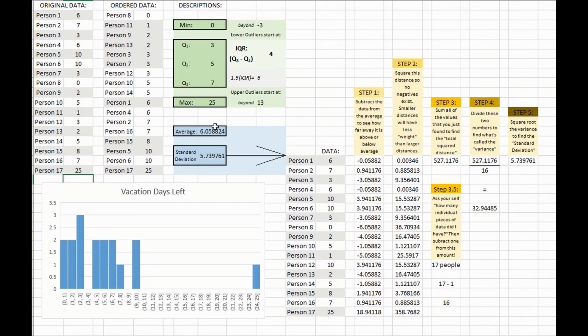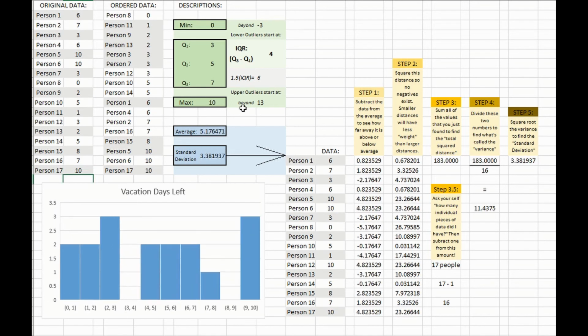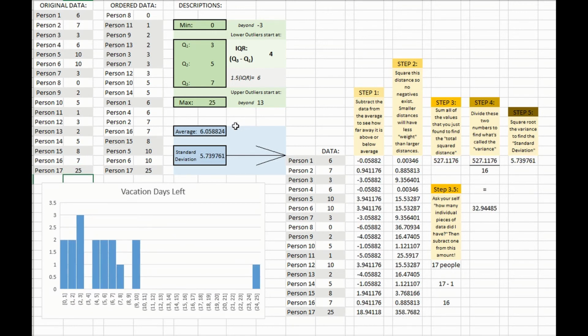This 17th person would technically be an outlier. They're past the boundary of 13. So my box and whisker plot would have to take that into account and take the whisker out to 10 and not 25. Now if I go ahead and change this back to 10 so you can see the difference, watch what happens to the average and the standard deviation. Here we go. That person becomes an outlier and the average went from being around 5 to being over 6. Changing one person impacted the average by quite a bit, a whole day of vacation.